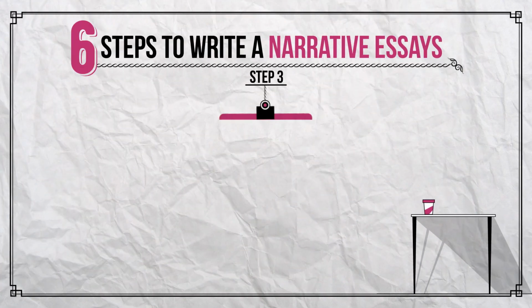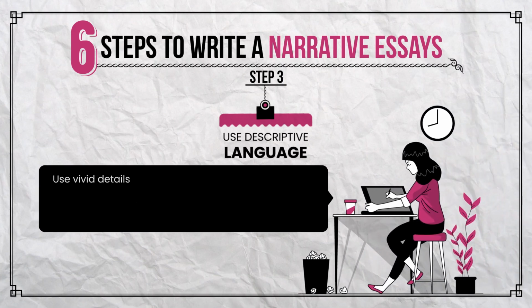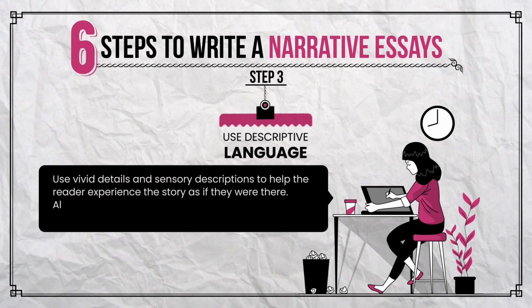When writing your narrative essay, be sure to use descriptive language to bring your story to life. Use vivid details and sensory descriptions to help the reader experience the story as if they were there. Also, use dialogue to help create a more dynamic and engaging story.